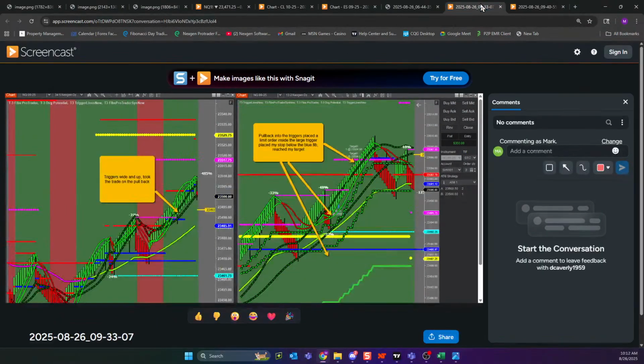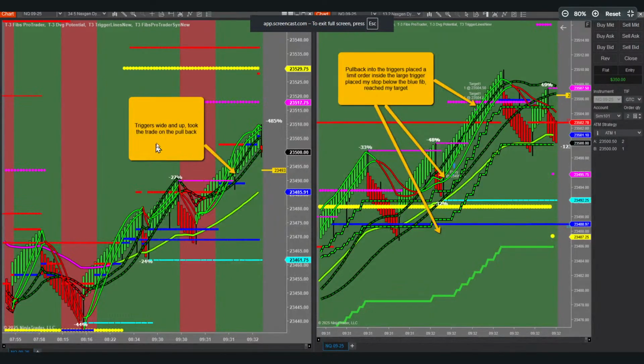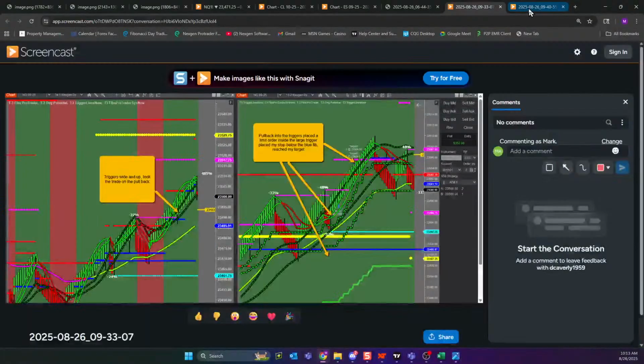All right, Cav. Cav says, triggers are wide and up. Took that trade on the pullback. Pull back into the triggers, place a limit order inside of the large trigger, place your stop below the blue fib. All right. Got you late in there, but with all that momentum and path, it takes you right to the promised land. Best entry was down here, right at support, right inside of triggers. You do take it a little bit late, quite a bit late, and when you're in at 95, 75, I think it is, you still have plenty of room to trouble to capitalize. Nicely done, Cav.